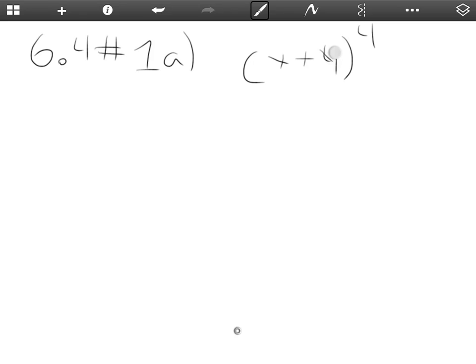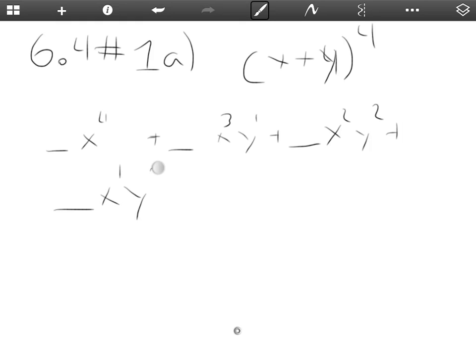That should be a y. That's a really poorly done y. You're going to have some coefficient times x to the fourth, plus some coefficient times x to the third, y to the first, plus some coefficient times x squared, y squared, plus some coefficient times x to the 1, y to the third, plus some coefficient times x to the 0, y to the fourth.